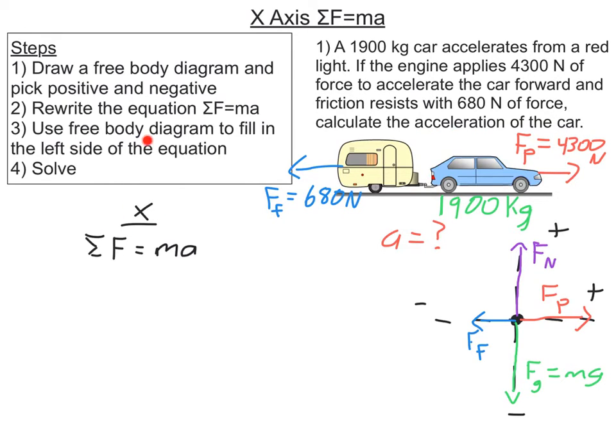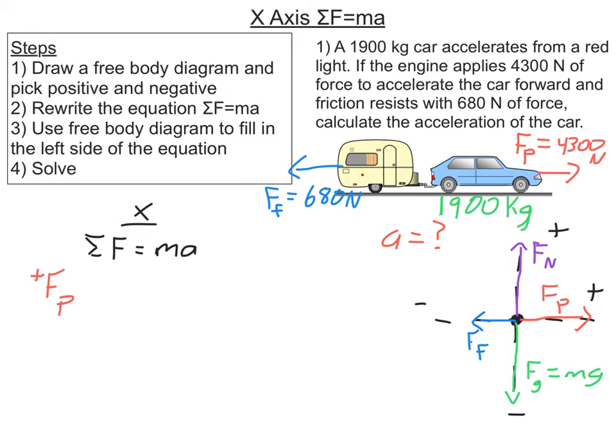Now I'm going to use the free body diagram to fill in the left-hand side of the equation. This is why the free body diagram is so incredibly important. And quite literally, I'm just going to read off of the x-axis, because that's what I'm dealing with, on my free body diagram. It looks like I have a positive FP. FP is going to the right, so I'm going to start out by writing FP, and I'm going to leave it positive. You can imagine a little positive sign out in front there if you would like.